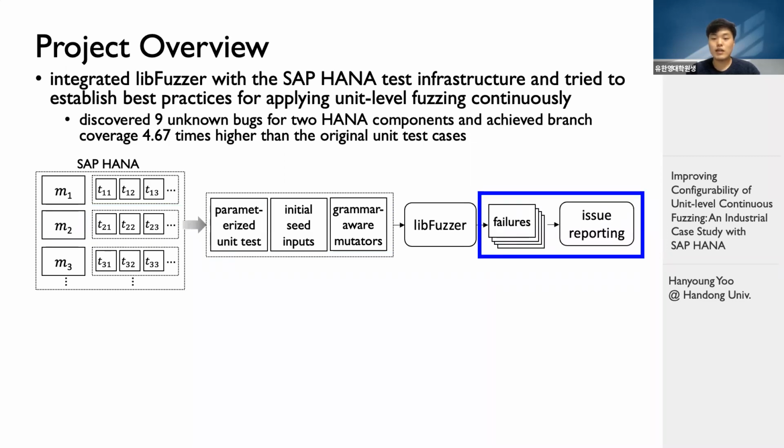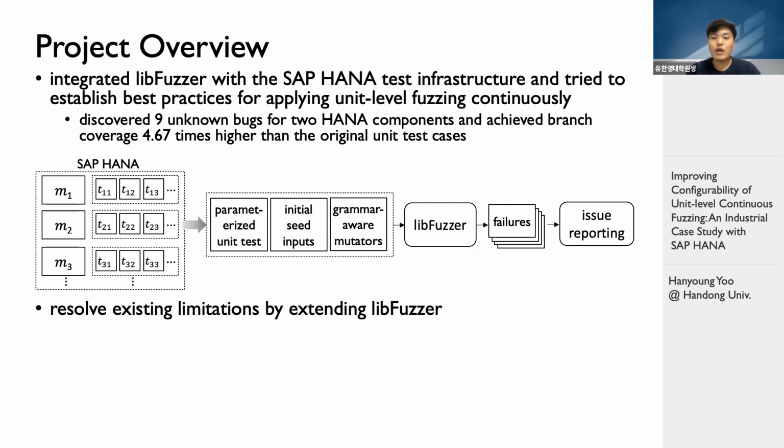With the provided test driver, test infra periodically conducts fuzzing and reports new failures. For an effective issue report, we made a new module for deduplicating failures and utilizing the resulting fuzzing inputs as unit tests. As a result, we found 9 unknown bugs and achieved 4 times higher coverage for 2 HANA components. Despite these positive results with LibFuzzer, we also found limitations for continuous unit-level fuzzing.